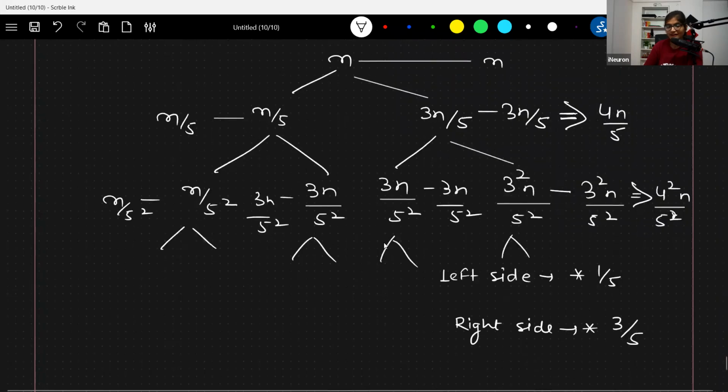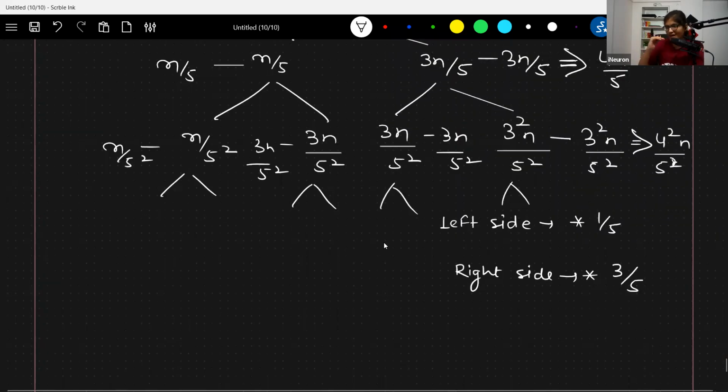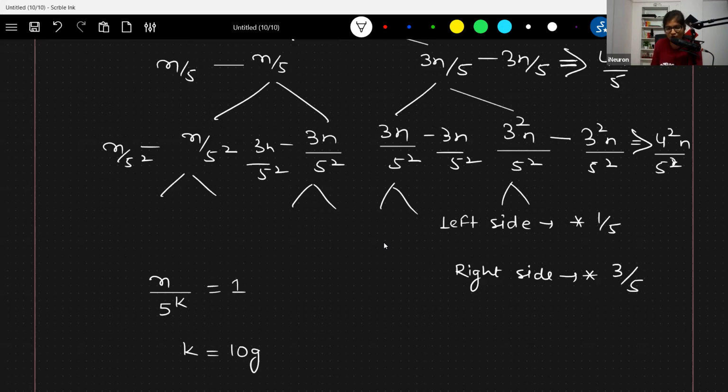Now, you need to understand how many levels we go. That we can evaluate very easily. I think everyone knows how we can evaluate. So on the left side, the series will be (n/5)^k, which equals 1. So the value of k will be equal to log of n base 5. Correct? So it is log of n base 5.